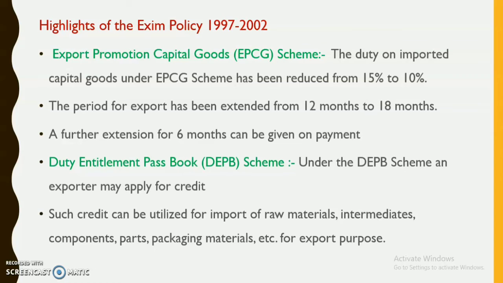Then another scheme is the duty entitlement passbook scheme. Under this scheme the exporter may apply for credit, and such credits can be utilized for import of raw materials, intermediate components, packaging materials, etc.